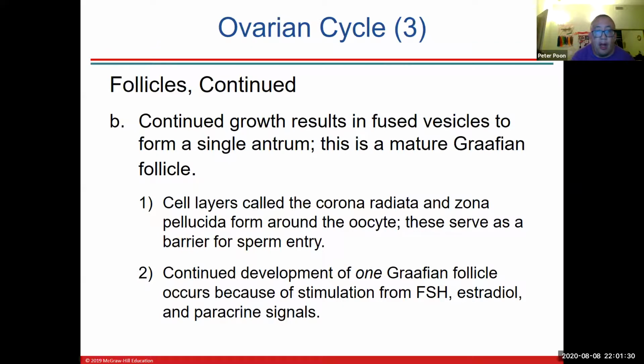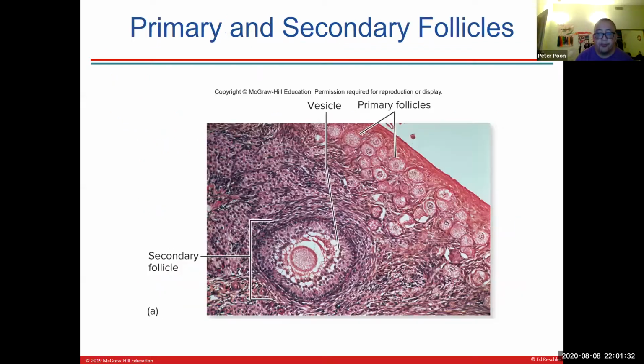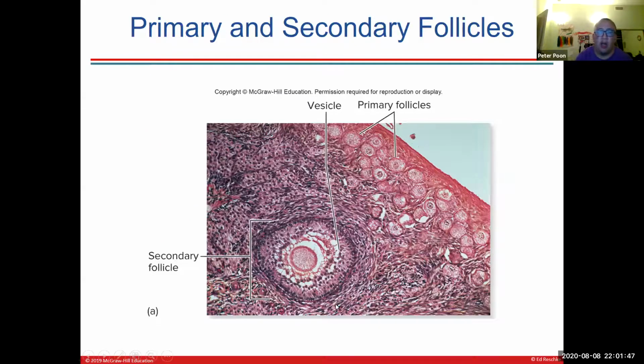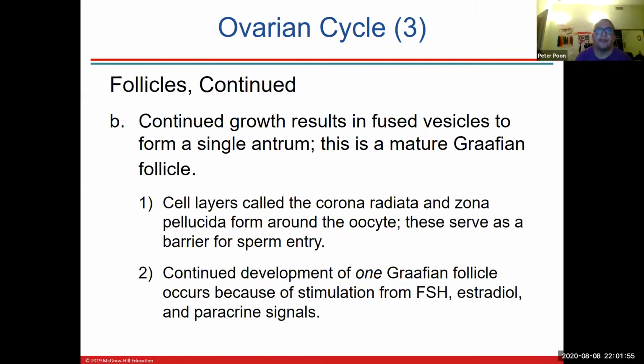What happens is these primary follicles start to grow, but they also compete against one another. And what happens is most of them die, except one of them continues on, and they turn into a fluid-filled vesicle called a secondary follicle. And here you see it there. That's a secondary follicle. And now you have more growth.